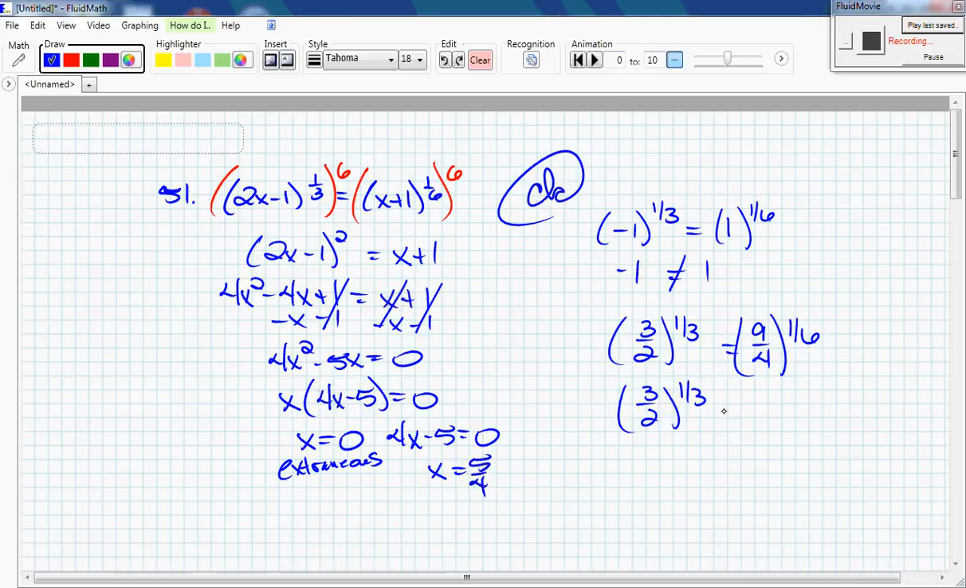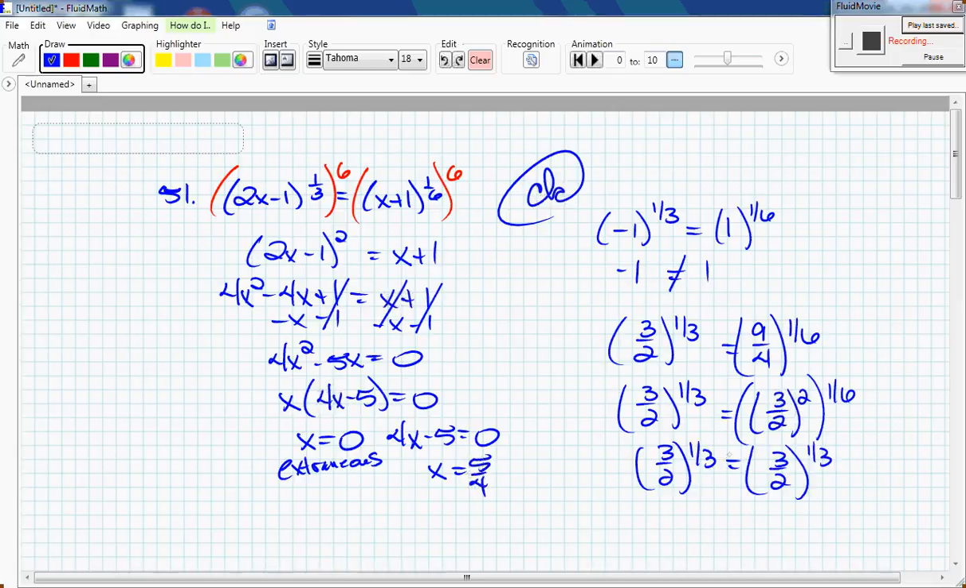We can rewrite 9 as 3 squared and 4 as 2 squared. So we can rewrite this as 3/2 squared raised to the 1/6. When we raise a power to a power, we multiply. So what we end up with is 3/2 raised to the 2/6 power, which is also to the 1/3. So that does in fact check out. So this is our only solution. 5/4 is our solution, and x equals 0 is extraneous.